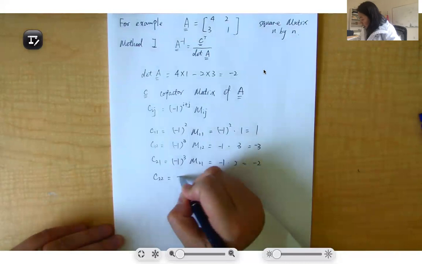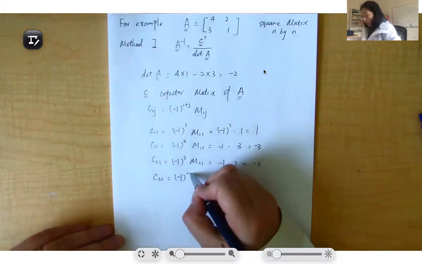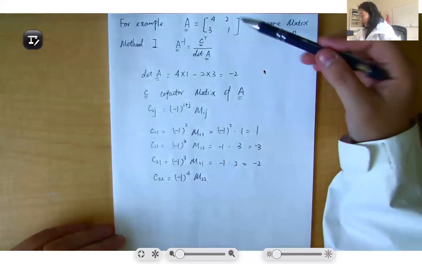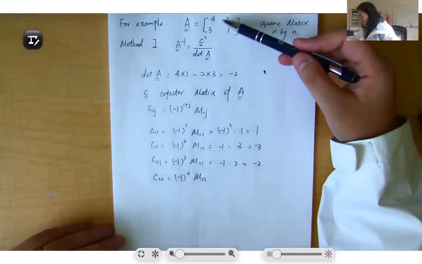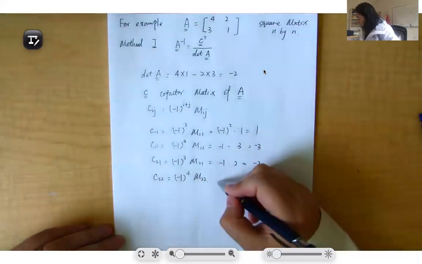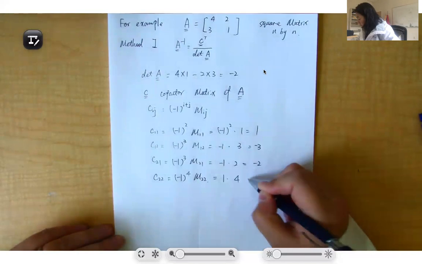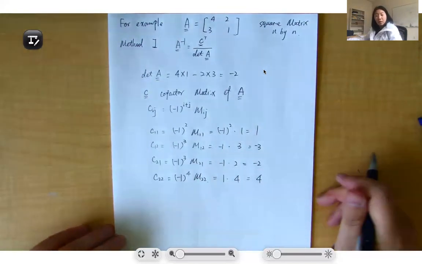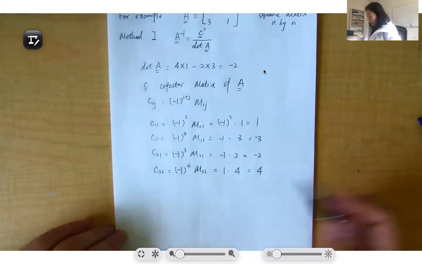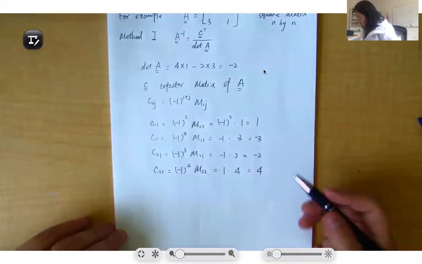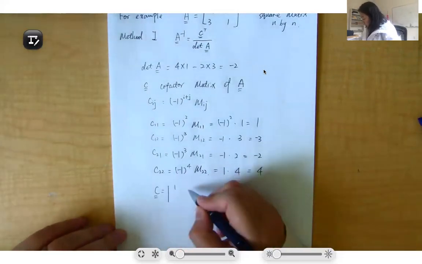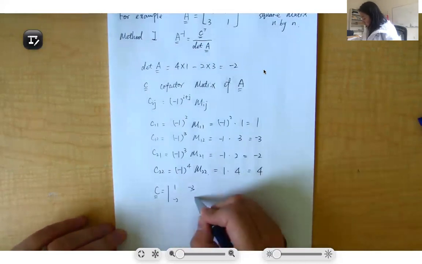C22 will be minus 1 to the 2 plus 2, which is fourth order, M22. And M22 basically is deleting the second row and the second column, so left is A11 here. That will be 1 times 4 equals 4. Okay, so what is our cofactor matrix? It is all these elements together. So the cofactor matrix will be 1, -3, -2, and 4 here.